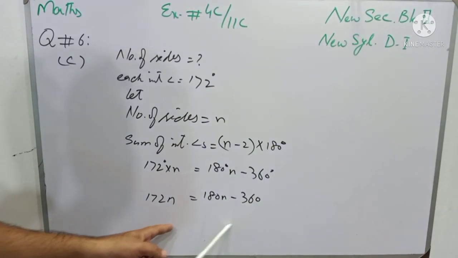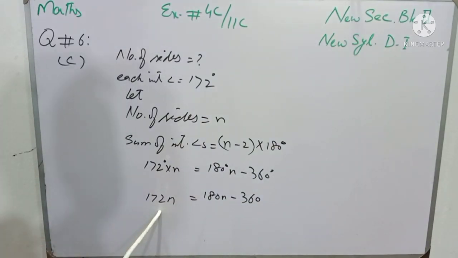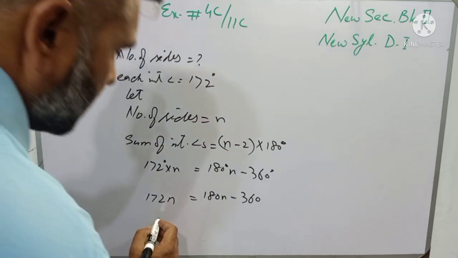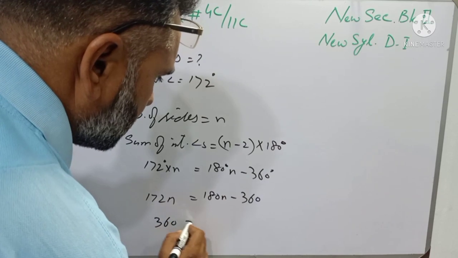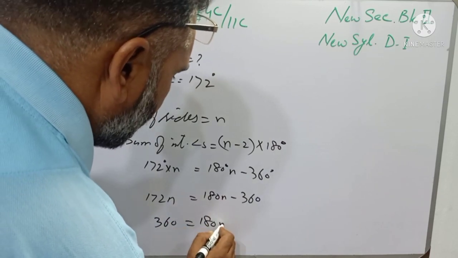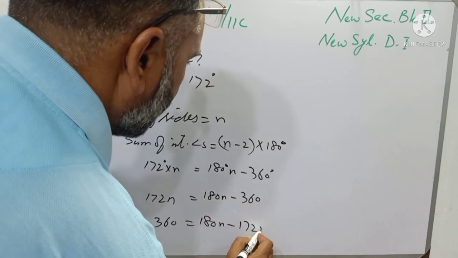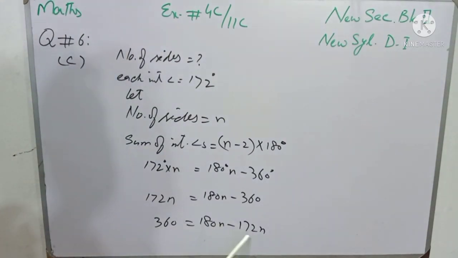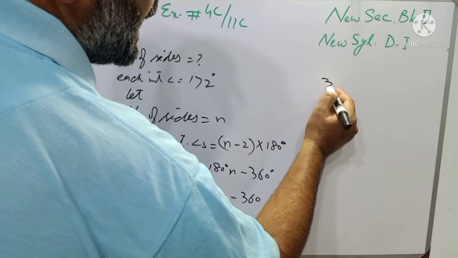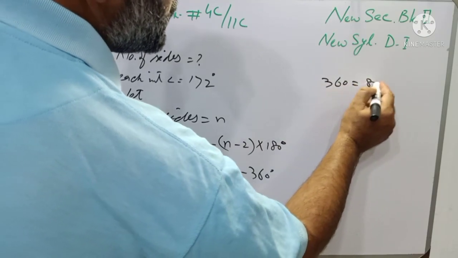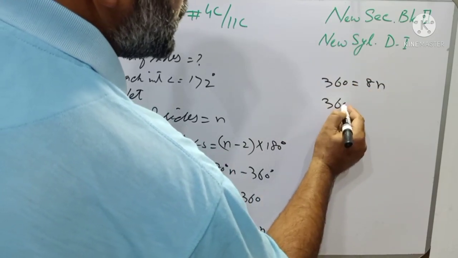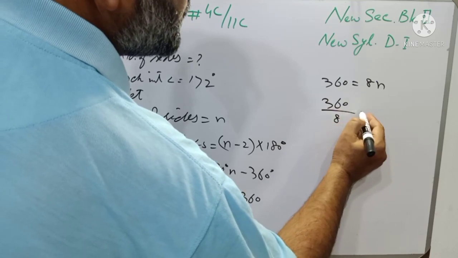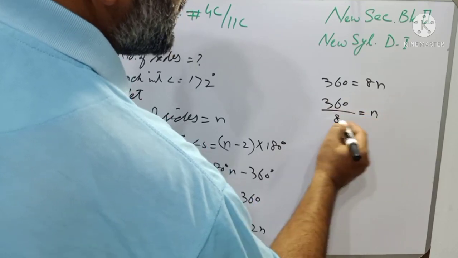360 is minus, when we transfer it to the other side it will become plus, and 172n is plus, when we transfer it to the other side it will become minus. So 360 is equal to 180n minus 172n. When we subtract 172n from 180n, we will have 8n. So it is written as 360 is equal to 8n, and 360 over 8 is equal to n.